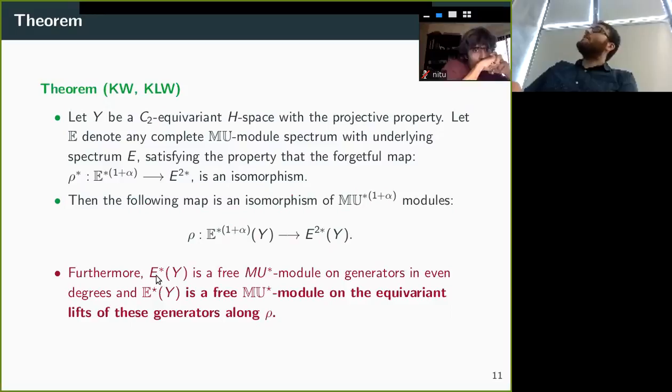It says that the E-cohomology of Y is a free MU-star module on generators in even degrees. And the equivariant E-cohomology of Y, the RO(C2)-graded equivariant cohomology of Y, is a free module over the coefficients of MU on the equivariant lifts of these generators that come from the ordinary non-equivariant cohomology of E. So the point here is this constitutes a computation of the full equivariant cohomology of Y as a module over the coefficients.